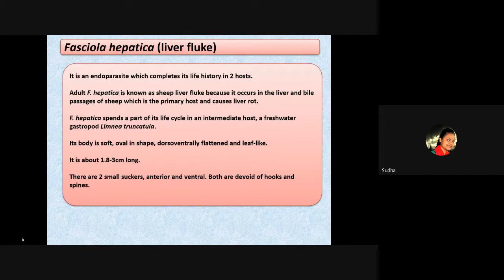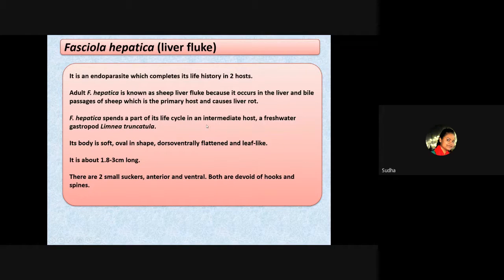So Fasciola hepatica spends a part of its life cycle in an intermediate host, that is a freshwater gastropod called Limnaea truncatula. As I said, there are two hosts over here also. It is also digenetic. The primary host is the sheep and secondary host is the freshwater gastropod, Limnaea truncatula. Its body is soft, oval in shape and dorsoventrally flattened and leaf-like. So how is the structure of liver fluke? It is soft.